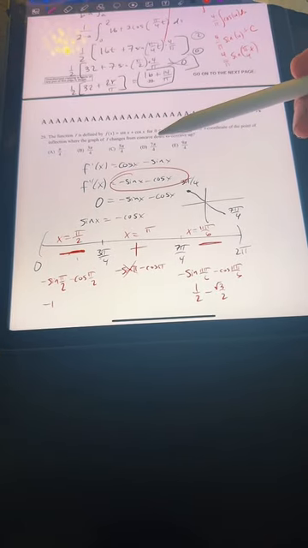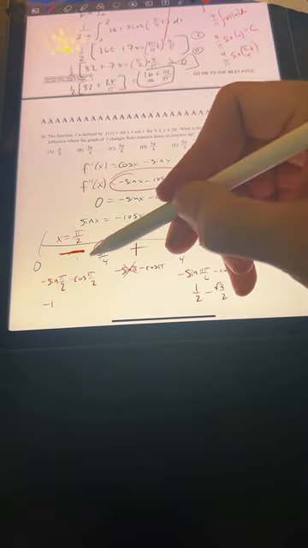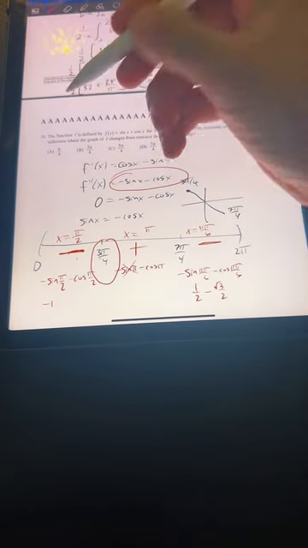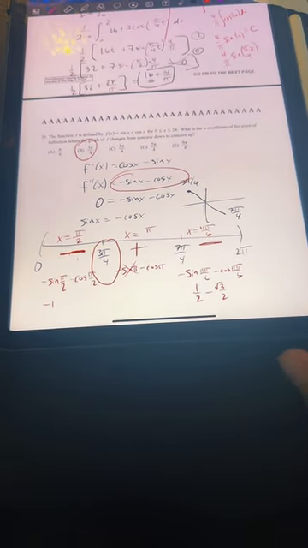They were asking, when is it changing from concave down to concave up? It looks like it's changing right here at 3 pi over 4. And that is our answer, ladies and gentlemen.